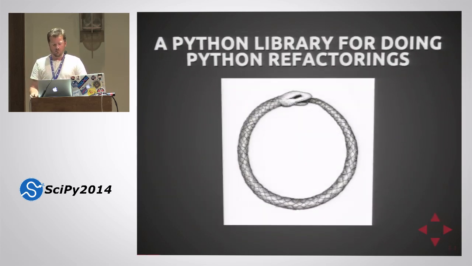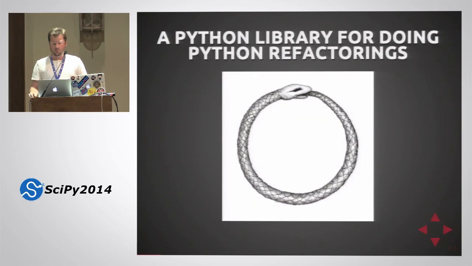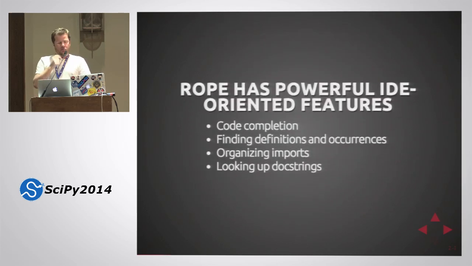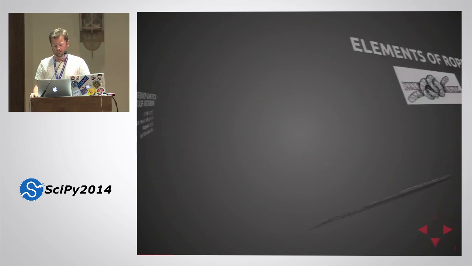What is Rope? Rope is a Python library for doing Python refactoring, so it's kind of the snake eating its own tail, in a sense. It's a cool picture, if nothing else. Rope has a bunch of very powerful IDE-oriented features. As far as I can tell, that's what it was designed for, to be integrated into IDEs. So it does things like code completion, finding definitions, organizing imports, et cetera, et cetera.